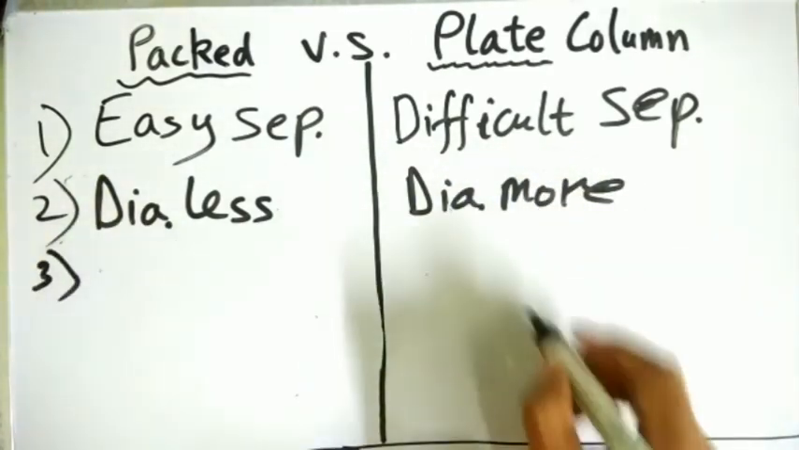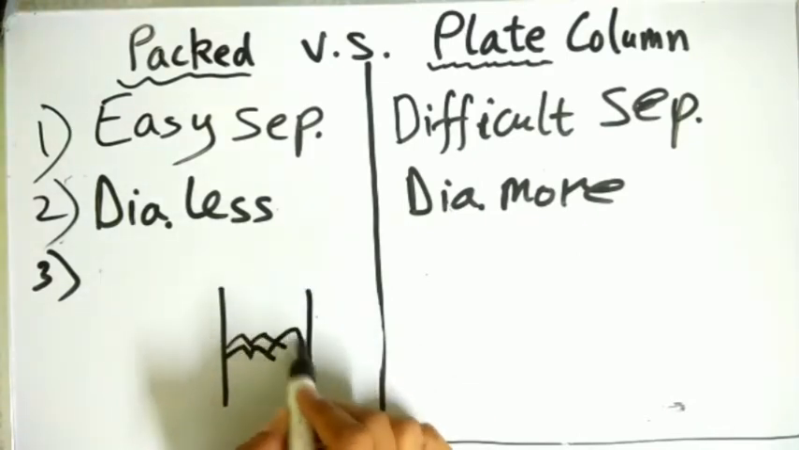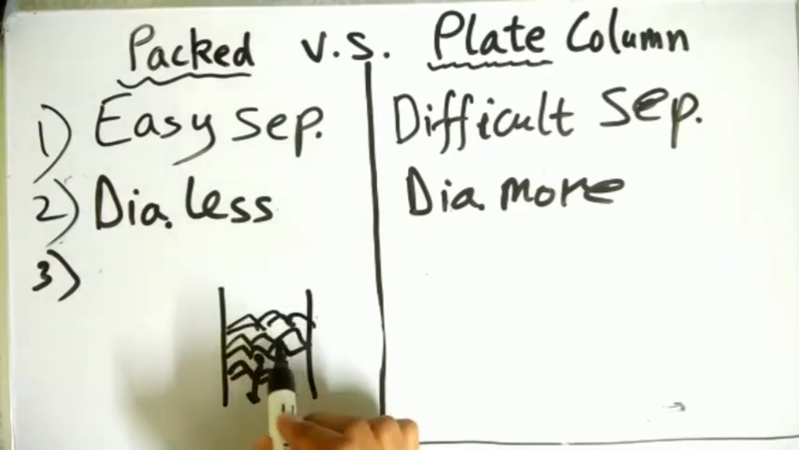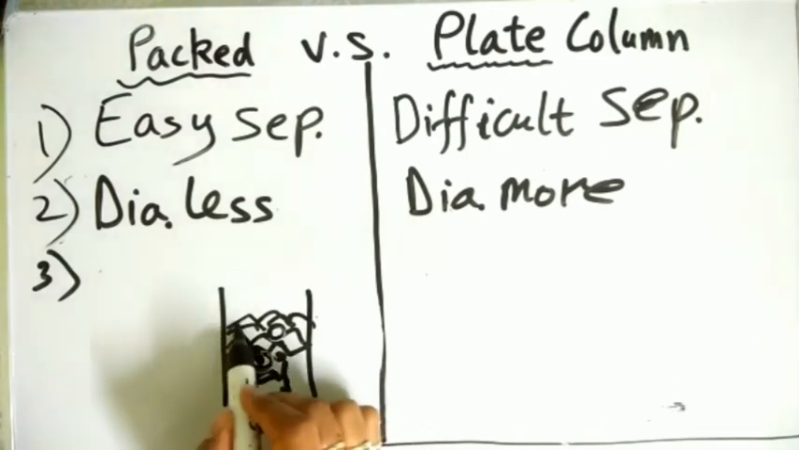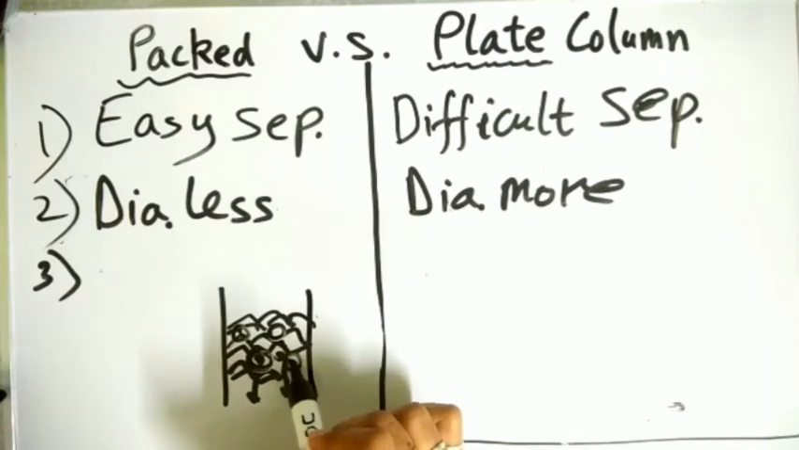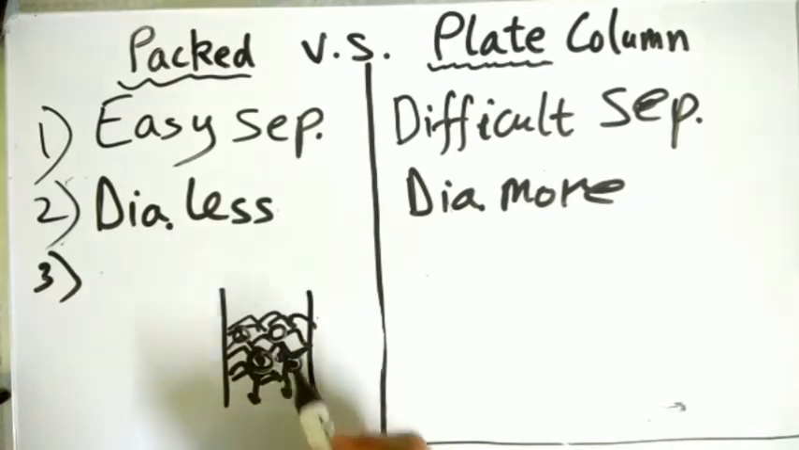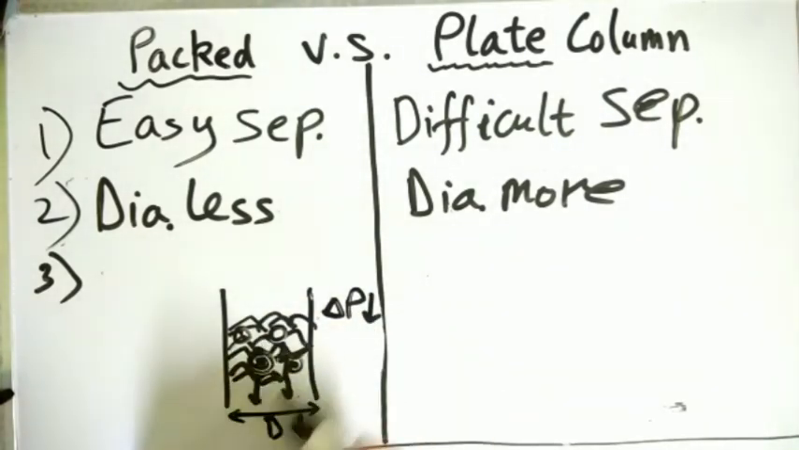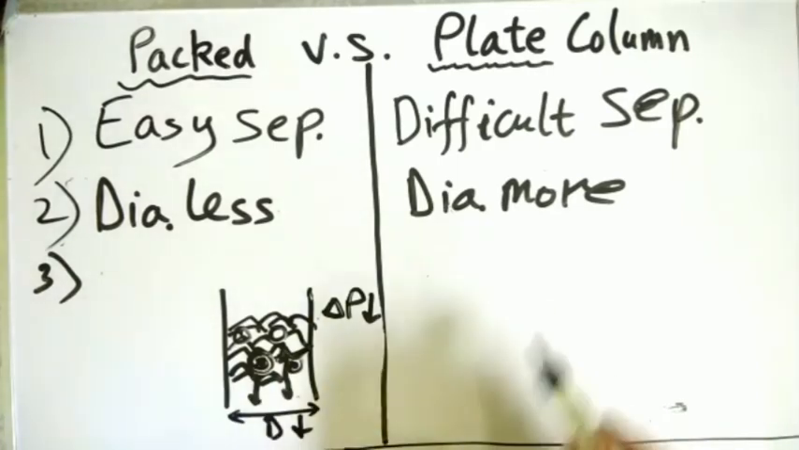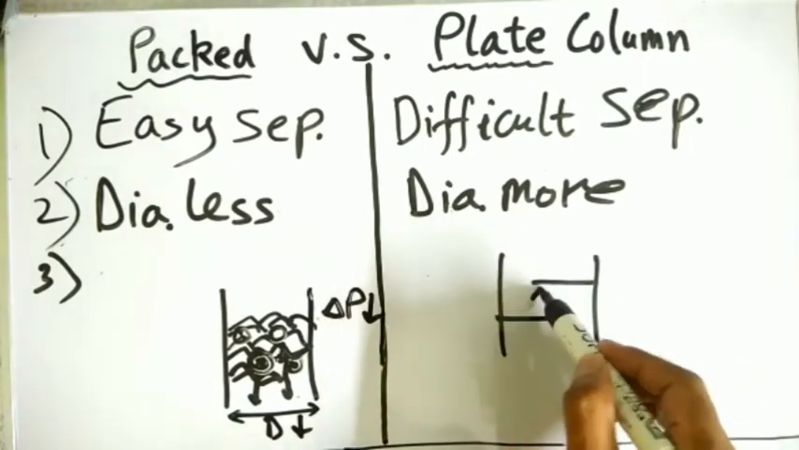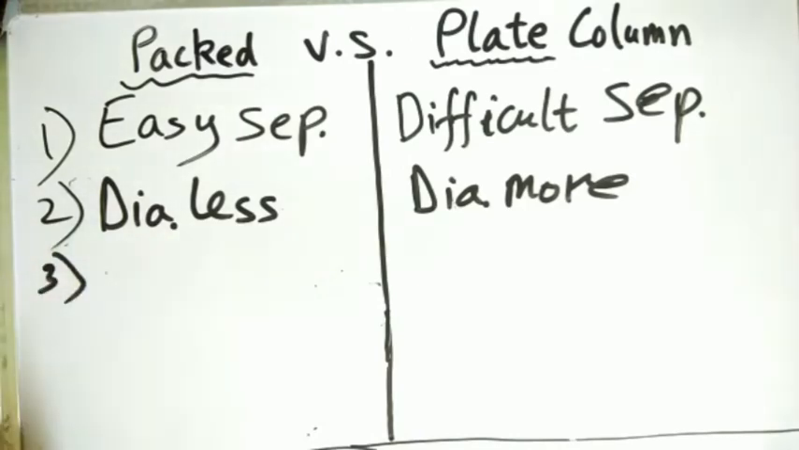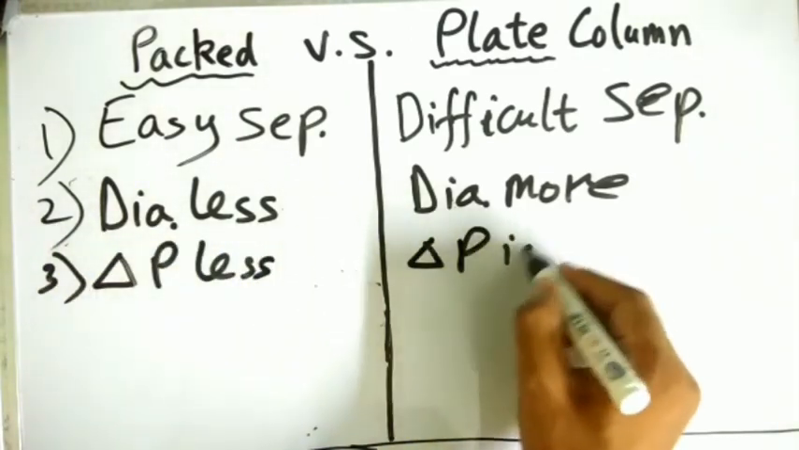Third point. Because the diameter is less and there are packings, and in between there is fluid that comes down slowly through these packings, mass transfer takes place here. The spaces where the fluid flows are very small, and it is only over this surface that mass transfer takes place, so a very small gap is there between them. Also, since the diameter is less, the pressure drop, delta P, should also be less, because there is very little diameter for the pressure to change vastly. Whereas between two plates there is a much wider area, and that's why for the same height the pressure drop is less in packed columns. So delta P is less for packed, delta P is more for plate.